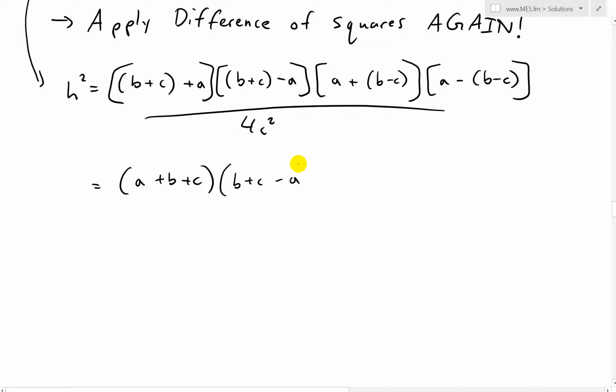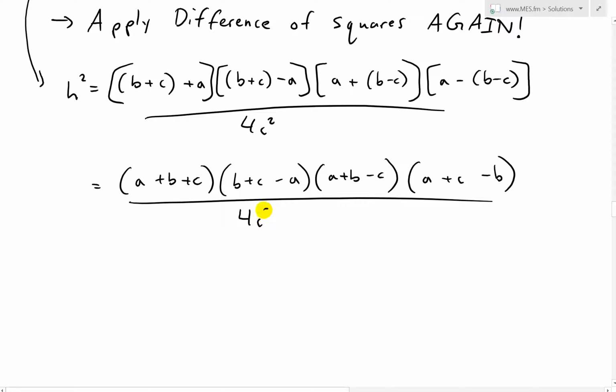And then this part right here is going to be, well, an a plus b minus c, like that. And then here we're going to have an a, this is going to be minus b, let's put that on this side, and then minus negative c is going to be plus c, like that. And you'll see why I do it like that in a bit. So this is 4c squared.